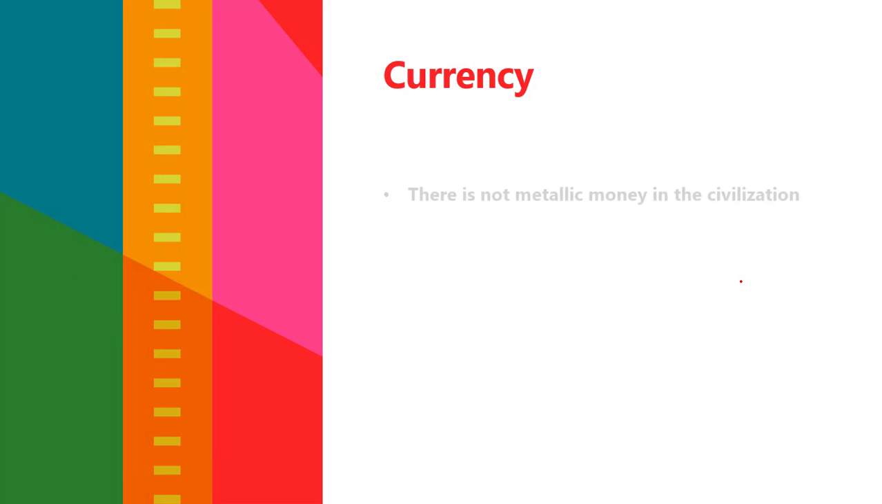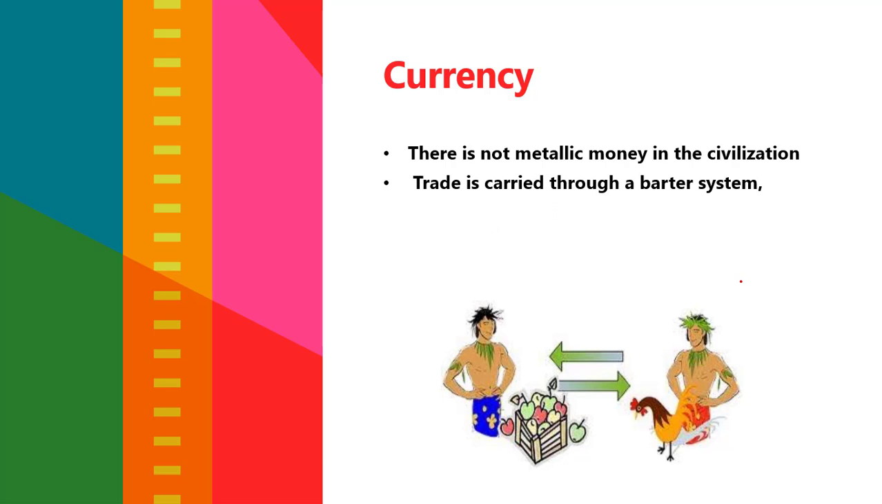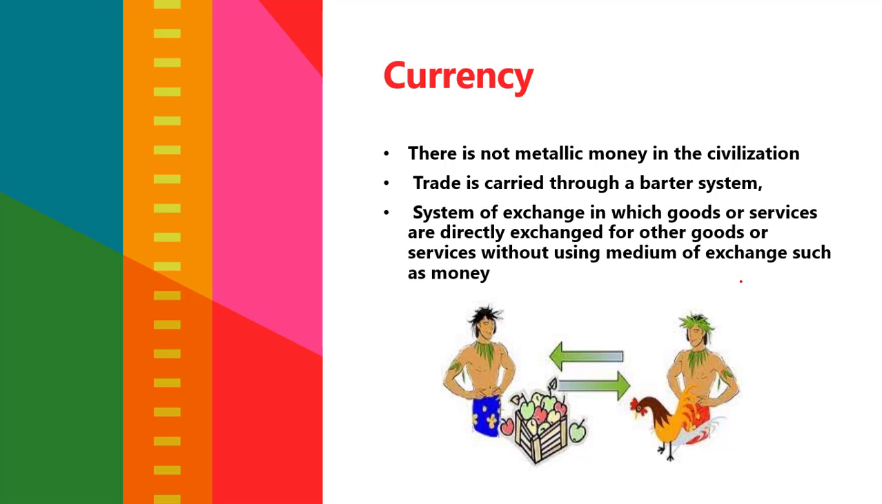So, the currency which was used for trade, there is no metallic money in the civilization. Trade is carried through a barter system of exchange in which goods or services are directly exchanged for other goods or services without using a medium of exchange such as money.